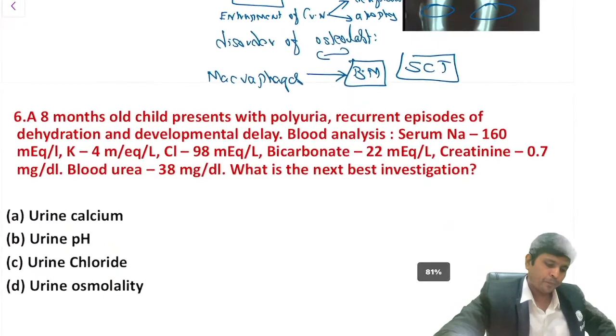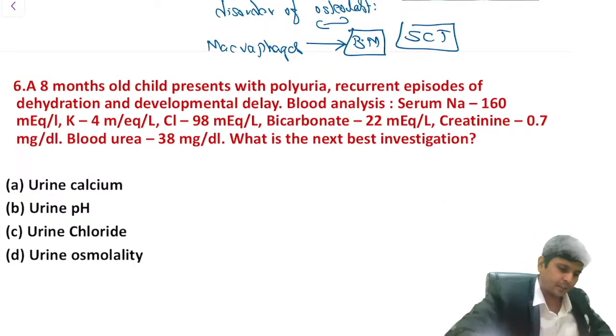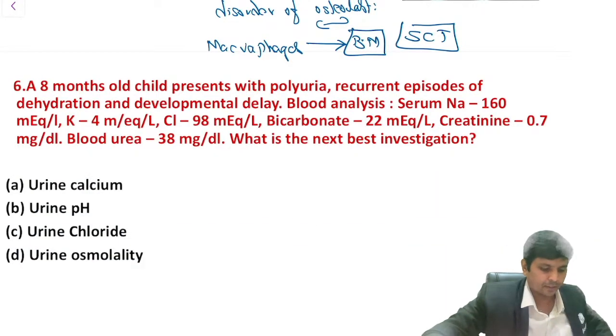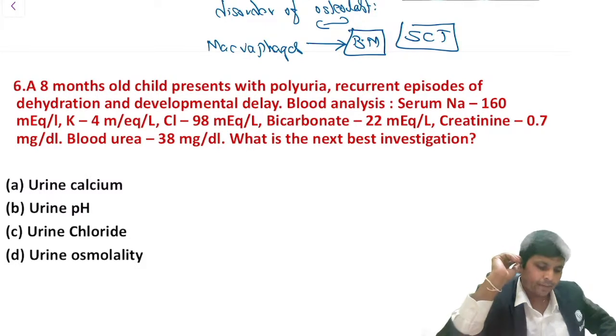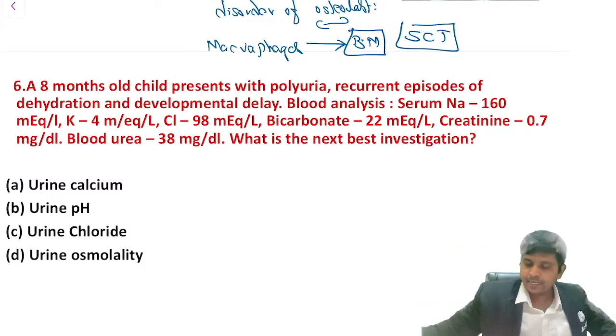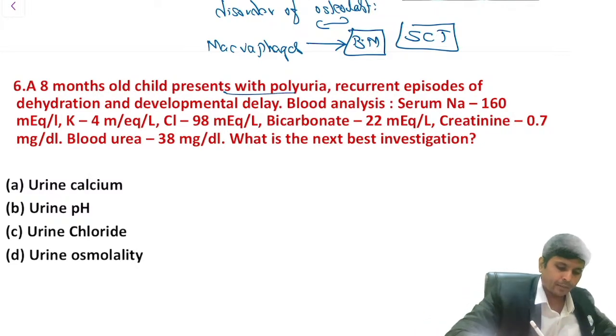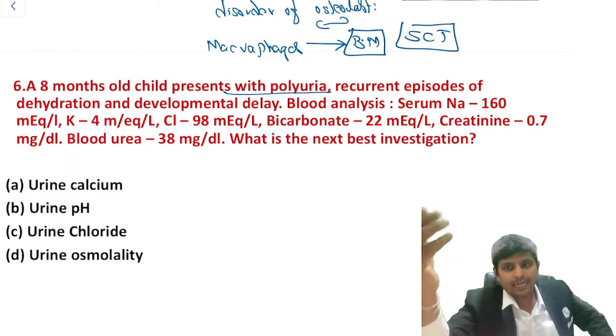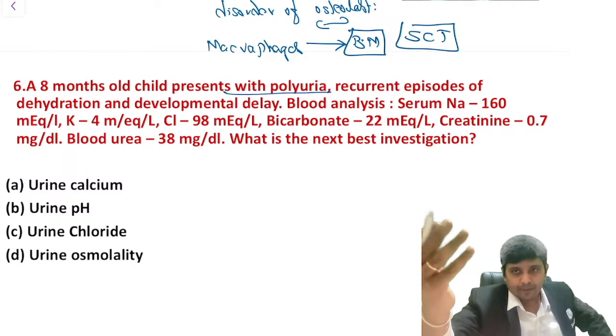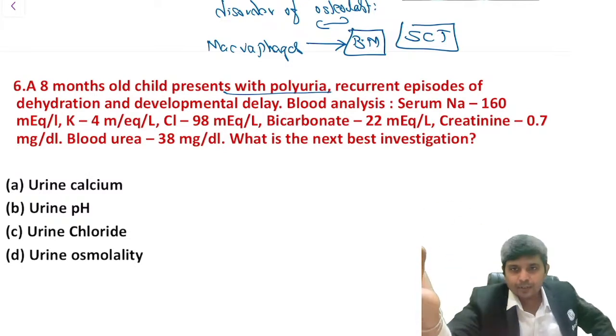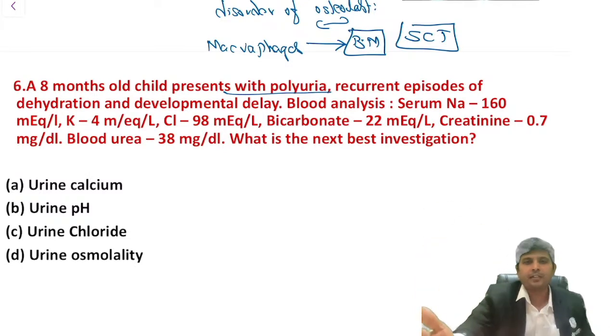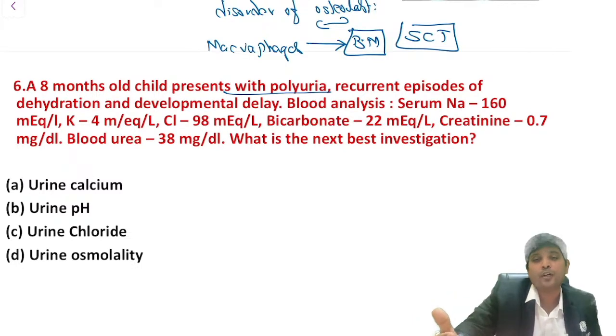And finally, what is this? An 8-month-old child presents with polyuria. Polyuria means it is a disease of either diabetes mellitus or diabetes insipidus. If it is associated with sugar in urine, you will think in terms of diabetes mellitus.